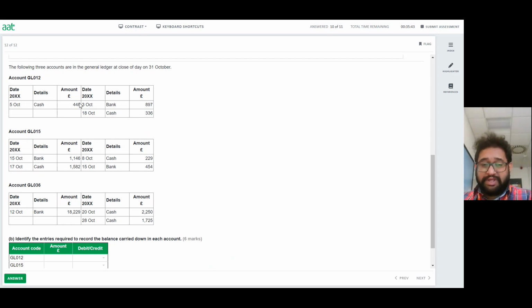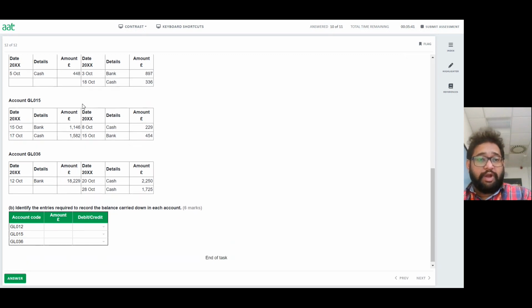So let's find out how much the amount is. The amount is going to be 897 plus 336 minus 448. It is going to be 785 pounds, and that is going to be on the credit side. This is where that balance carried down will go, and it will match both totals, and then it will become a balance brought down on the credit side. Hold on, it should be debit side. I said credit side here. This is a debit side entry.